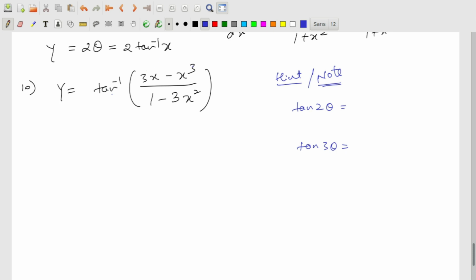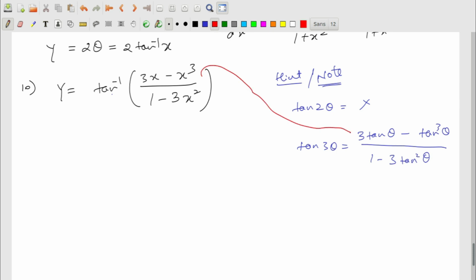Here, as we have cube and then 3, we don't need tan of 2 theta. Then what is the other option? Tan of 3 theta. If you go through the formula, tan of 3 theta can be written as (3 times tan theta minus tan cube theta) whole divided by (1 minus 3 tan square theta). Now we compare this with this expression. Both are similar, yes or no? 3x, 3 tan theta, x cube, tan cube, 3 times x square, 3 times tan square theta. So again you need to make a substitution of x is equal to tan of theta.